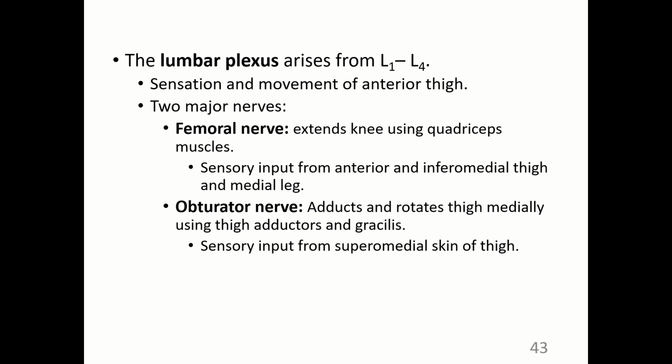The lumbar plexus arises from nerves L1 through L4. It provides sensation and movement of the anterior thigh. Two major nerves arise from the lumbar plexus, the femoral nerve and the obturator nerve. The femoral nerve will extend the knee using the quadriceps muscles, and it brings sensory input from the anterior and inferomedial thigh and medial leg.